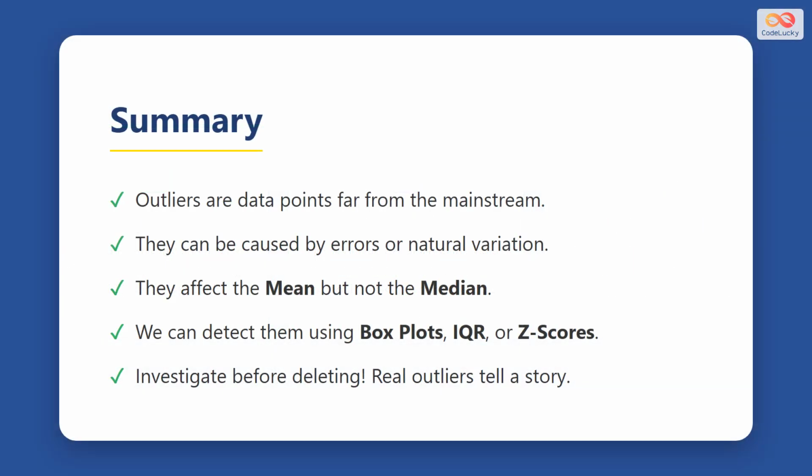To summarize, outliers are values far from the bulk of the data. They can be caused by errors or natural variation. They heavily influence the mean but not the median. You can detect them using box plots, the IQR rule, or z-scores. Always investigate them before making a decision, as they might hold the most valuable insights in your analysis.